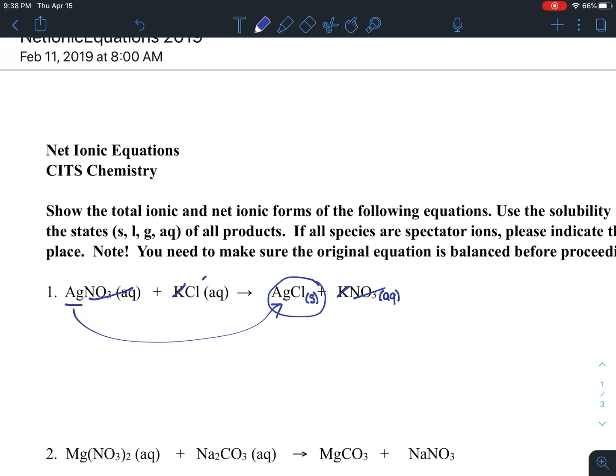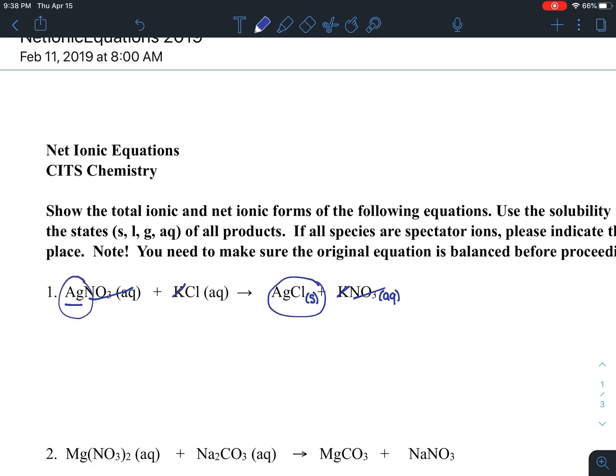And then the other thing that I can do is look at chlorine, and because chlorine is part of the solid, now I know what species I need to use in order to write the net ionic equation. So let me just show you how to do that.